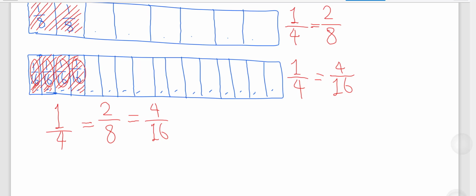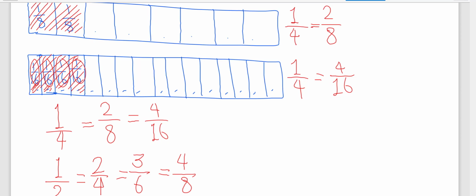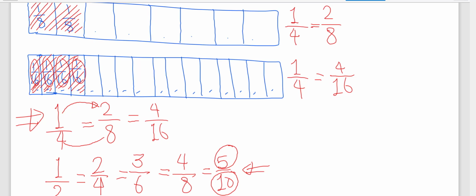From the previous lesson, we get that half equals 2/4 or 3/6 or 4/8 and 5/10 and so on. We note that the numerator is half the denominator. If we look at this fraction, 1 becomes 2 and 4 becomes 8.